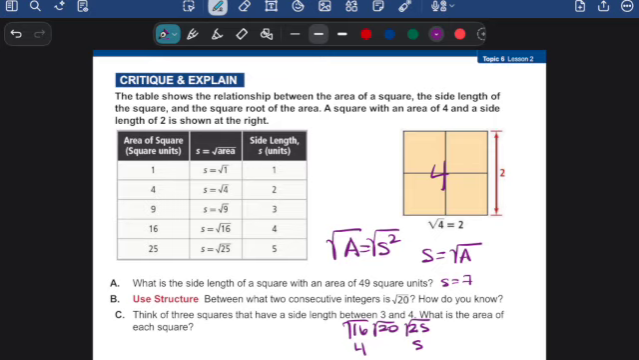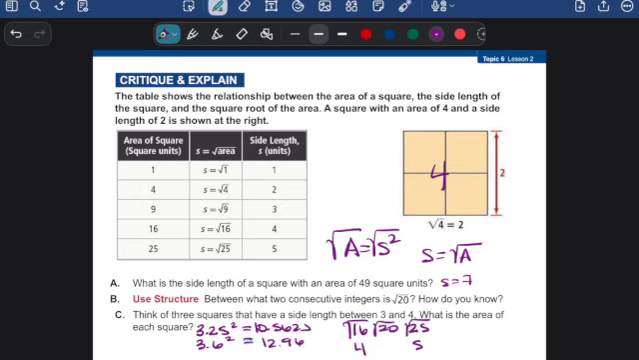Part C, think of 3 squares that have a side length between 3 and 4. What is the area of each square? Well, just pick some numbers, some rational numbers, like 3.25. If the side length is 3.25, then you're going to square it. What would the area be? 10.5625. If the side length was 3.6, that's a number in between 3 and 4. If you square that to find the area, you'd get 12.96.